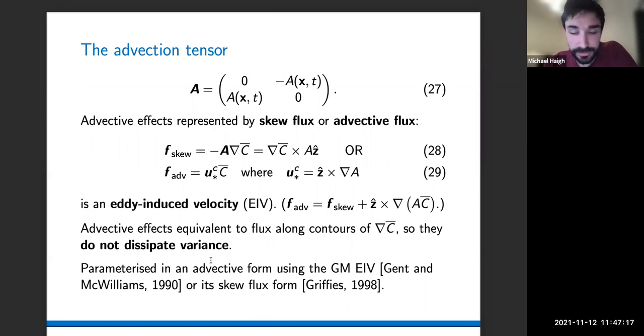Just as a reminder, the Gent-McWilliams famous parameterization from 1990 is used to parameterize this eddy-induced velocity and the advective flux. This is what is implemented in most ocean models, or probably all ocean models. Griffies came along in 1998 and showed that the Gent-McWilliams eddy-induced velocity can be recast in terms of this skew flux form. So both the skew flux and the advective flux form of the Gent-McWilliams parameterization are implemented in the majority of ocean models.